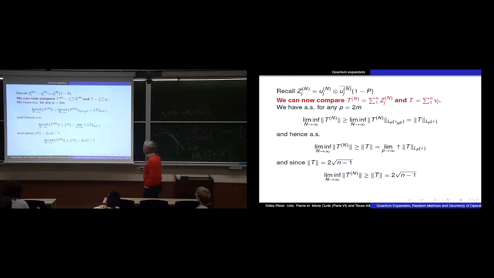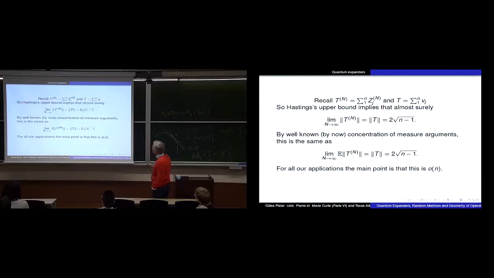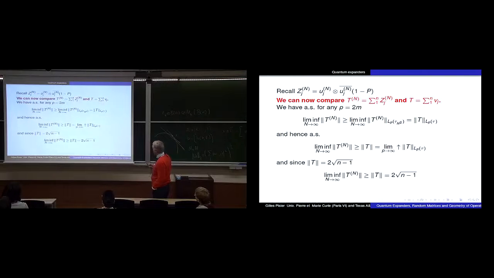Now we have these ZJs, which I've rewritten here. We want to remind you that we're interested in comparing the norm of this with the norm of this, the norm being here the norm of a random element. So here is what can be done.